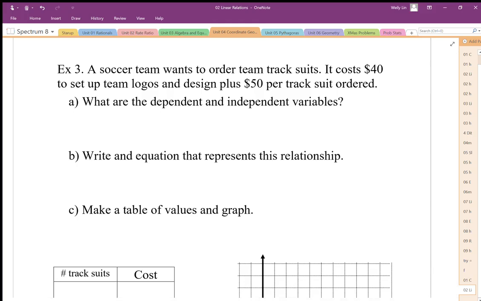So what are the dependent and independent variables? The dependent is our y variable, the independent is our x. So what depends on what? First of all, make sure you know the quantities, where we have cost being connected to the number of tracksuits. That's our relationship. So which one of those is our dependent? Does a tracksuit depend on how much it costs, or the cost depends on how many tracksuits we order? In this case, our dependent is going to be the cost.